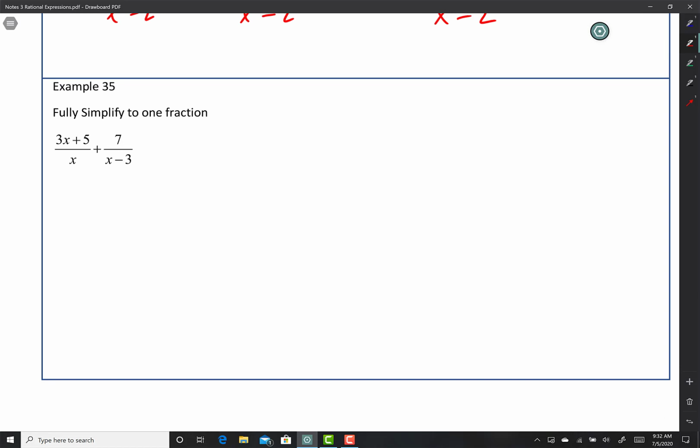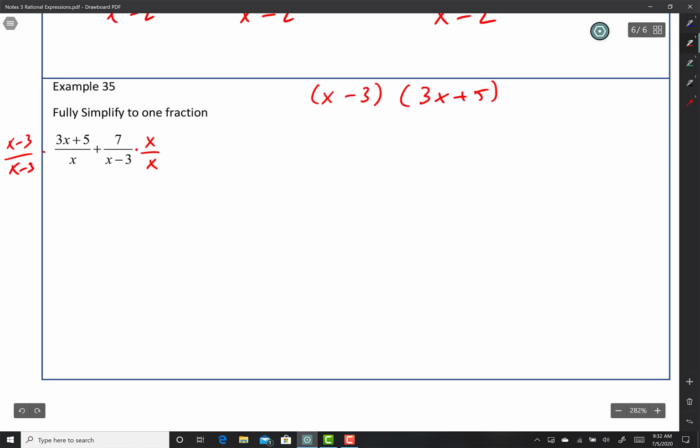This is the last one. You need a common denominator to go ahead and take care of these. So I'm going to multiply that right one here by x over x. Multiply this one by x minus 3 over x minus 3. And I'm going to do the foiling here on the side, guys. x minus 3 times 3x plus 5. I guess I could do it really quick, but I better just go ahead.